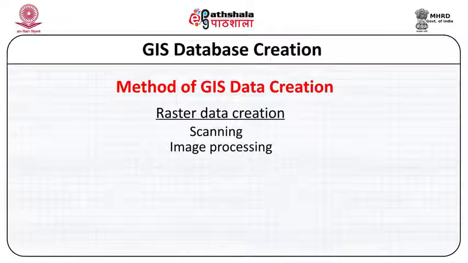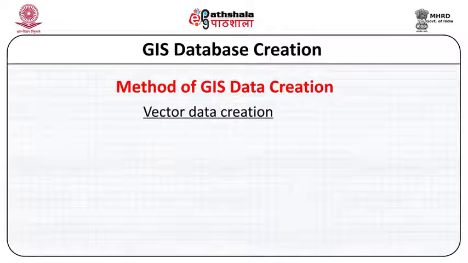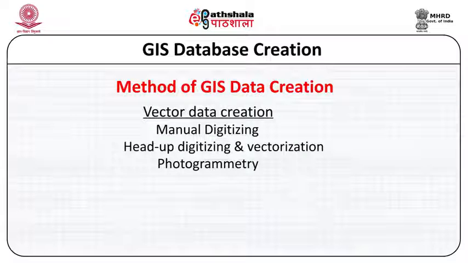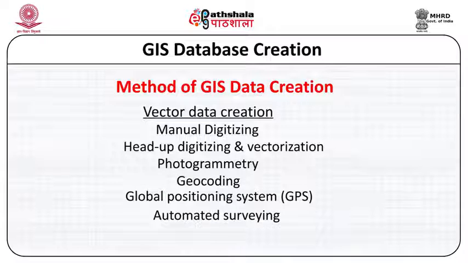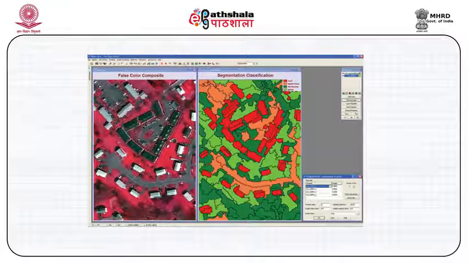The second category is vector data creation, which can be done by manual digitization, on-screen digitization, by using photographs, by geocoding, by using the global positioning system or automated surveying. Now, if you see figure 4, there are two satellite images, on the right side and left side. The left side is the raw satellite data, and the right side of figure 4 is the information extracted from the satellite data on the left. So, this is what we have by using image processing. We have different classes of different line features.